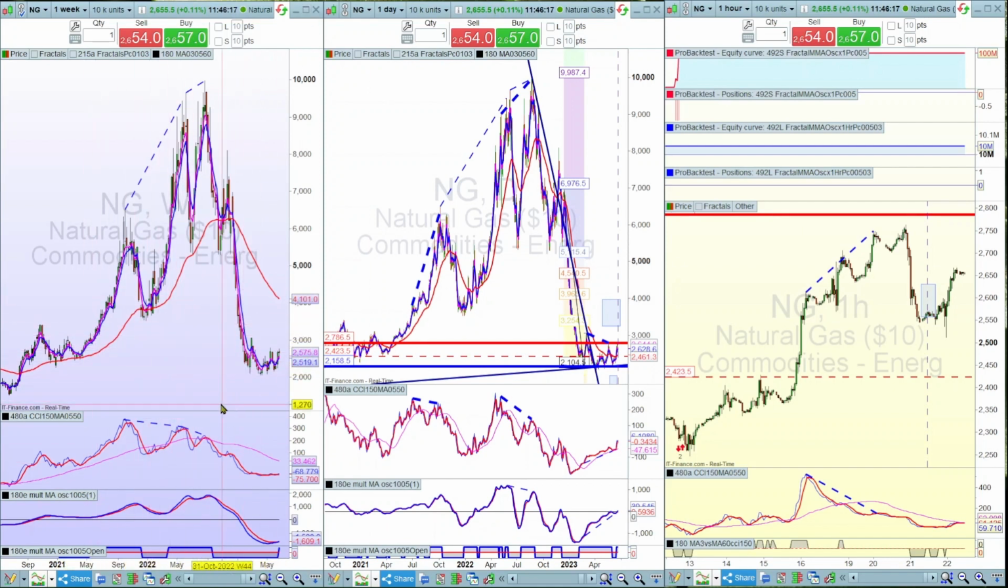Let's talk about the weekly first off. First of all, let me just summarize. The weekly is showing a bullish momentum. So does the daily. So we take predominantly long trades on the hourly time frame.